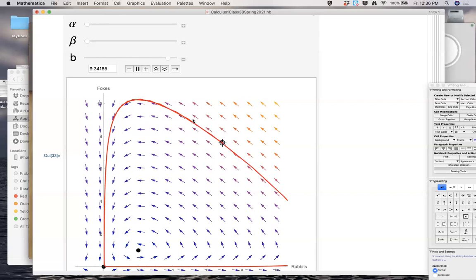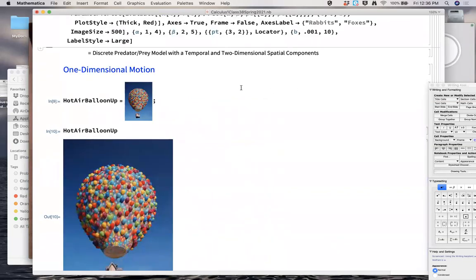Again, does this really happen in the real world? Probably not exactly this way. It's unlikely that your rabbit and fox populations will be exactly periodic. But it's an interesting thing to think about and maybe compare with reality, compare with experiment.